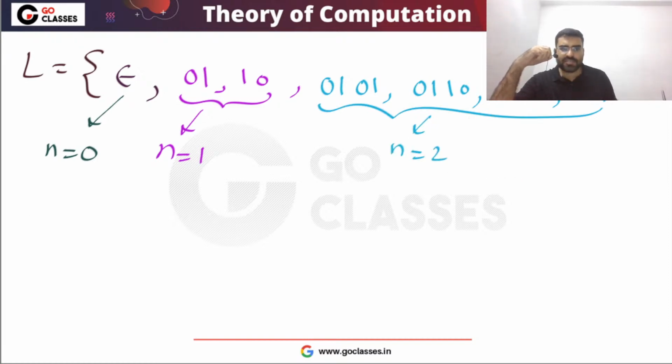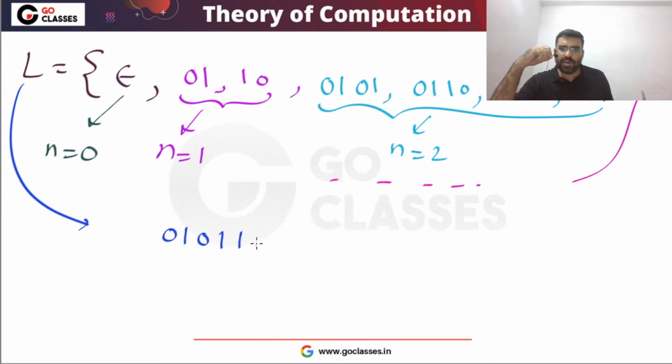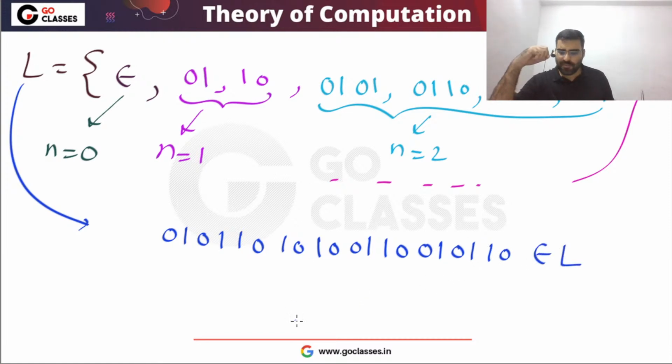I will get these strings when I put n equal to 2. So this is your language. Once you understand the language, you can create the DFA. Let's create the DFA. Remember, in this language we have strings like this: 0 followed by 1, 0 followed by 1, 1 followed by 0, 1 followed by 0, 1 followed by 0, 0 followed by 1, 1 followed by 0, 0 followed by 1, 0 followed by 1, 1 followed by 0. This is the type of strings we have in this language.